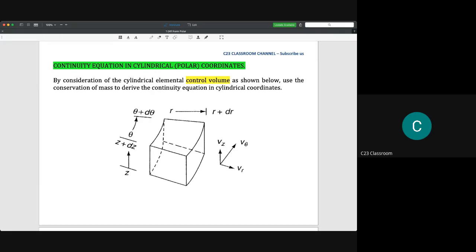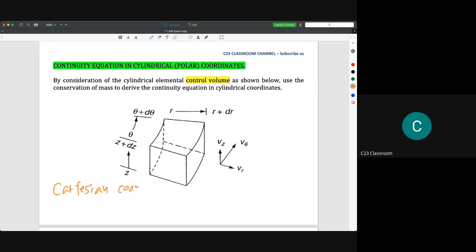We continue what we learned yesterday. It is about how to derive our continuity equation based on cylindrical or polar coordinates. Yesterday I just wrapped up what we learned, when we derived our continuity equation based on Cartesian coordinates.